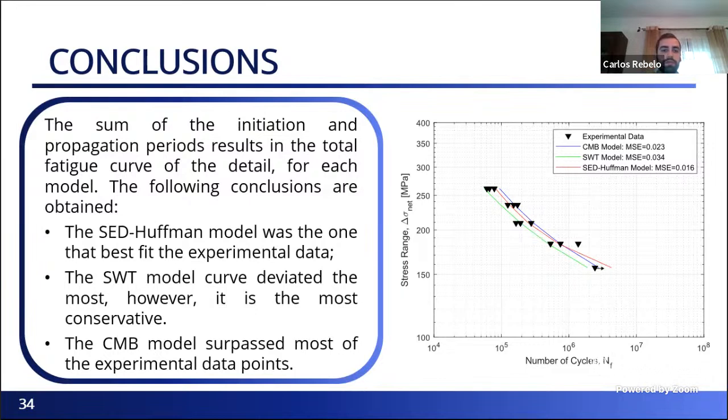The Huffman model was the model that best fit experimental data, presenting the lowest MSE. The CMB model presented the second lowest value for the MSE. However, it is an optimistic curve. The SWT model, despite being further away, presents a more conservative curve, which could be an interesting point.